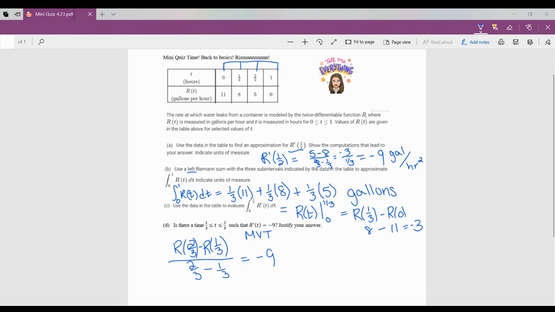And it does, because we actually did that up here in A. So we know that it does equal -9. Therefore, yes, there is a time such that R prime of t is going to equal -9. I proved it by showing my slope over here because of the MVT. Okay, and that was showing my MVT over there.